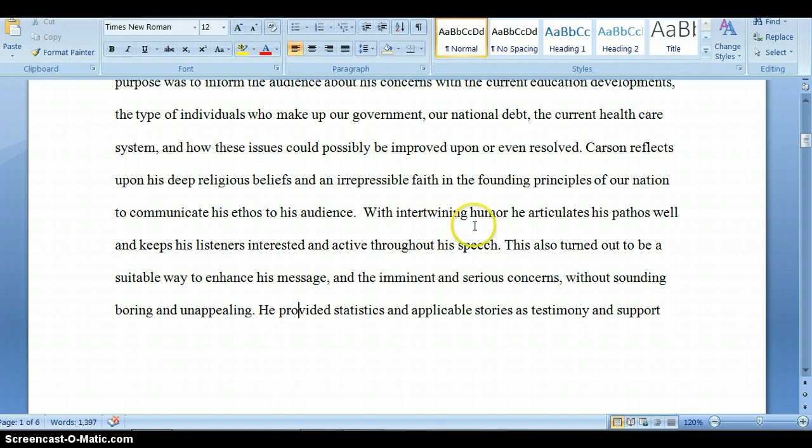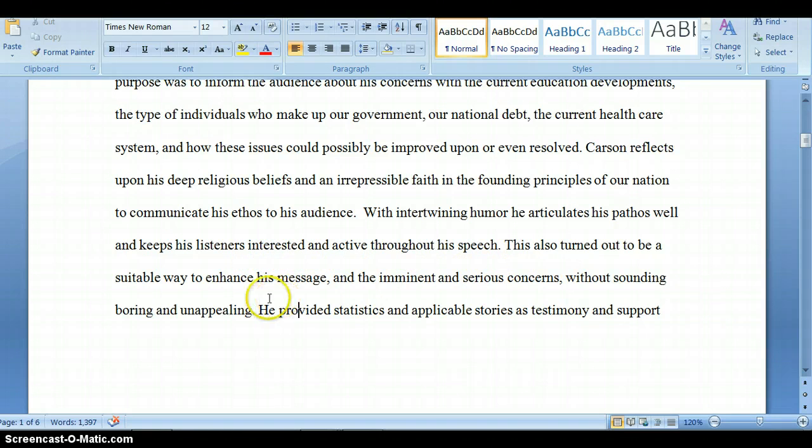With intertwining humor, that's his style, he articulates his pathos well and keeps his listeners, and I'm not sure you would articulate pathos per se. I'm being a little lenient with some of these papers. You would articulate your position on something or your views, emotions, and then that creates the pathos. He keeps his listeners interested and active throughout his speech.